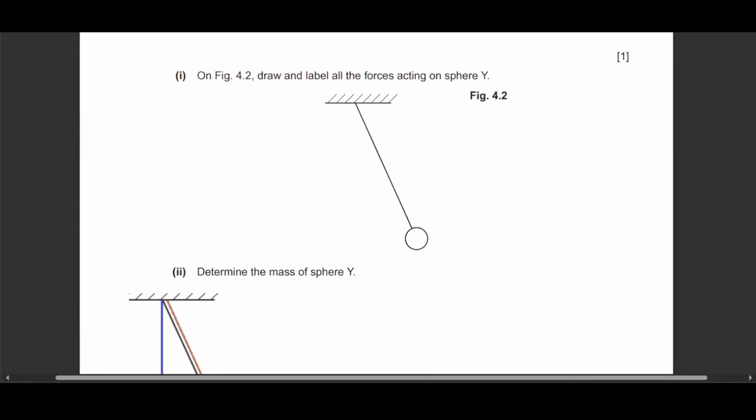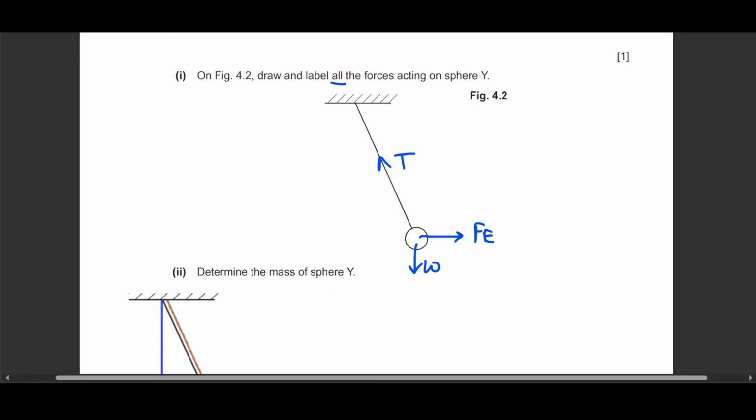So in figure 4.2, draw and label all the forces acting on sphere Y. When you talk about all the forces, we have to be clever about this. We have to recognize all the forces. There is going to be a force of tension on the thread, an electrical force due to repulsion between positive charges, and a force of weight on the object itself, right?